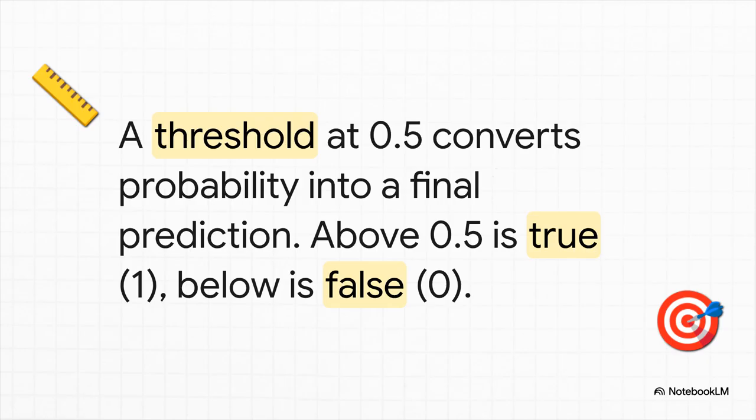But a probability isn't a final diagnosis, right? We need a clear answer. So, we have to draw a line in the sand. We set a decision boundary, a threshold, right at 0.5. If the model's probability score is above that line, we'll call it a yes. If it's below, we'll call it a no. It's that final step that turns a number into an actual choice.